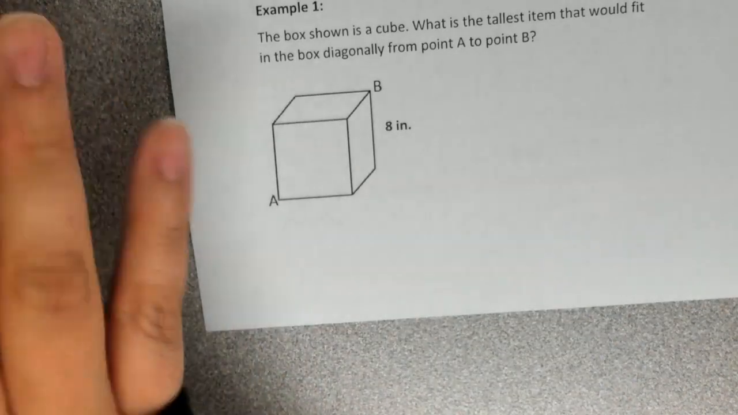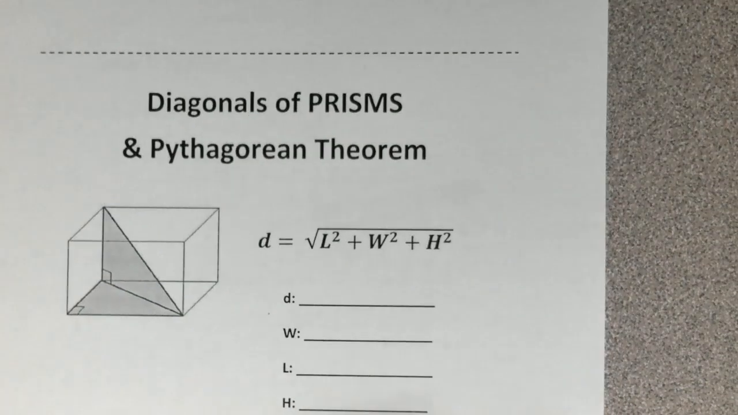All right, good morning. Today what we are going to be doing is finding the diagonals of prisms by using the Pythagorean theorem, kind of.